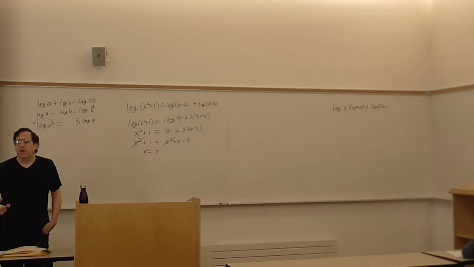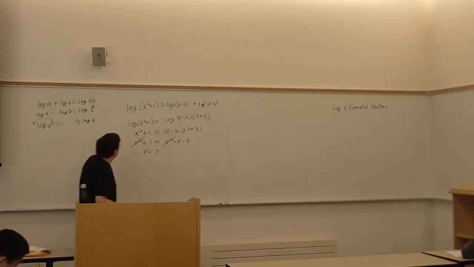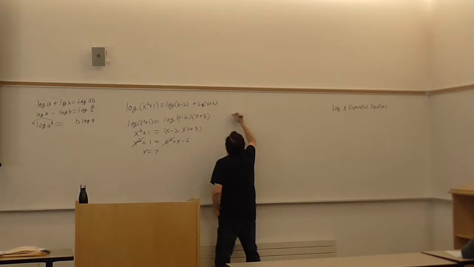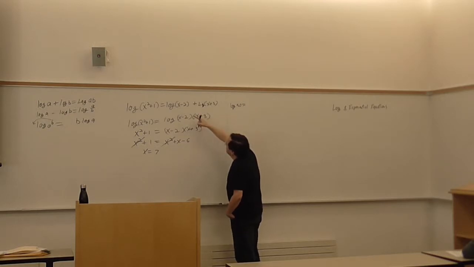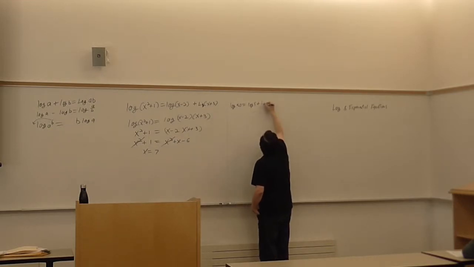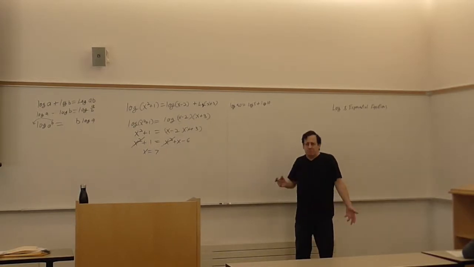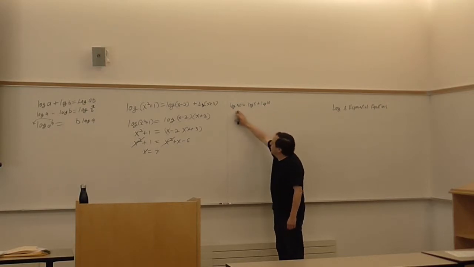But I want to check. I want to make sure nothing went wrong in the whole process. So let's plug it in. We get the log of 49 plus 1, the log of 50, equal to the log of 7 minus 2, 5, plus the log of 7 plus 3. Okay. Well, at this point, we know it worked, because the log of 5 plus the log of 10 is the log of 50.